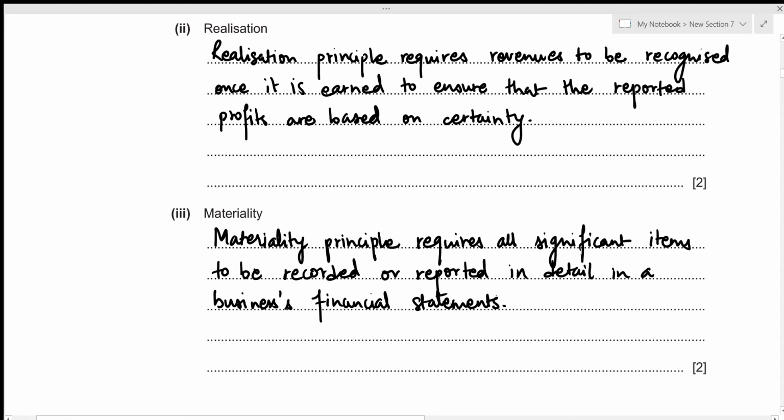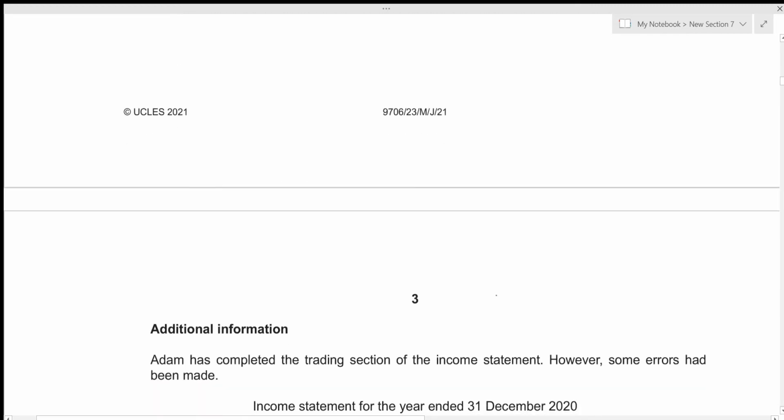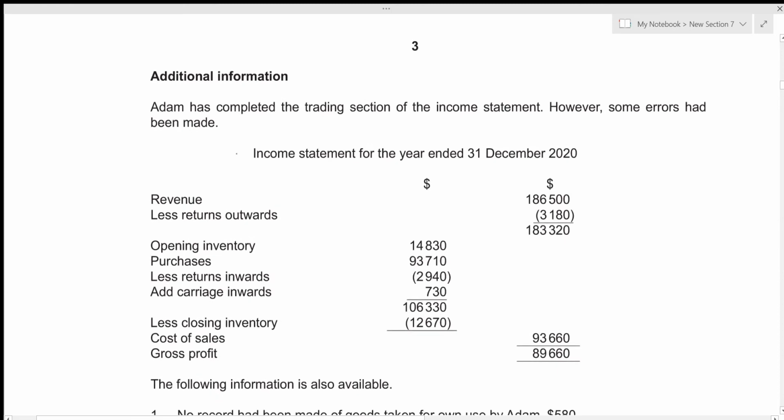Alright, this concludes the first part. Let's move on to the second one. We're given additional information. So Adam has completed the trading section of the income statement. However, some errors had been made. If you look at this income statement, we can see that we have reduced the return outwards, which is actually purchase returns, from the revenue. This is an error as well. And we can see that we have reduced the return inwards from the purchases. This is actually sales returns. So there's an error right here.